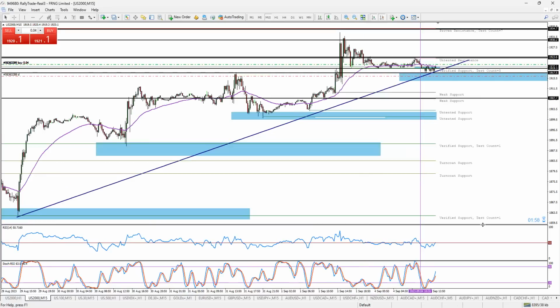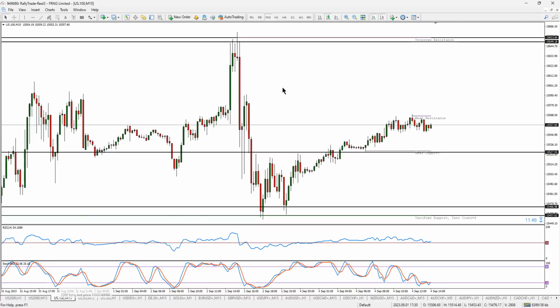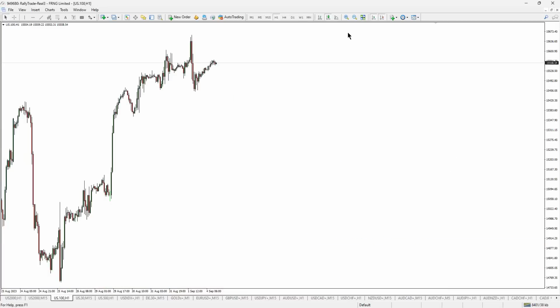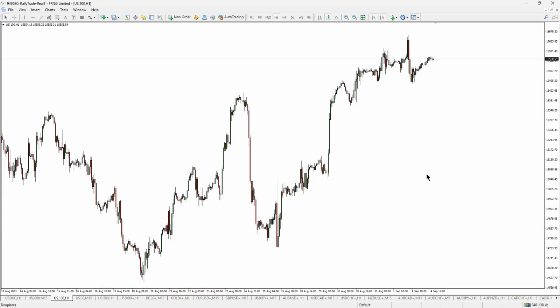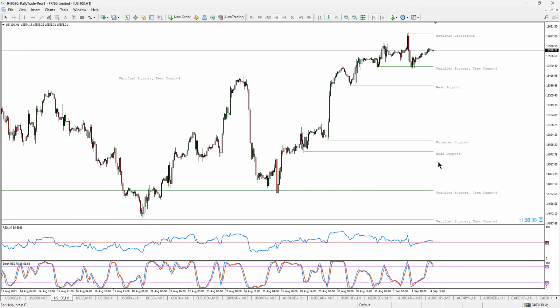Right now market volatility is low, so we are expecting that by 2:30 p.m. there will be some kind of push. Let me go to US 100. Based on what I have put up, let me quickly mark up my US 100.